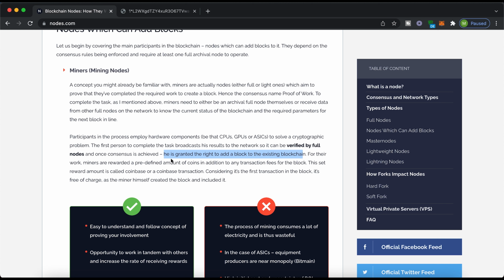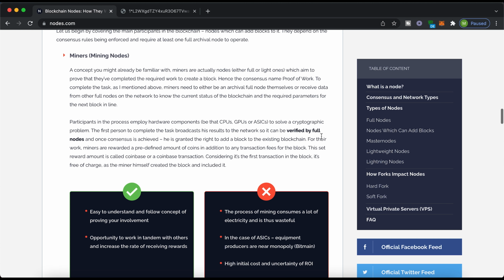And for their work, they are rewarded a predefined amount of coins in addition to any transaction fee for the block. So miners solve the cryptographic problem. For instance, like I said previously, say I want to send some crypto to my friend John. That would create a problem in the blockchain that would be sent to the miners.